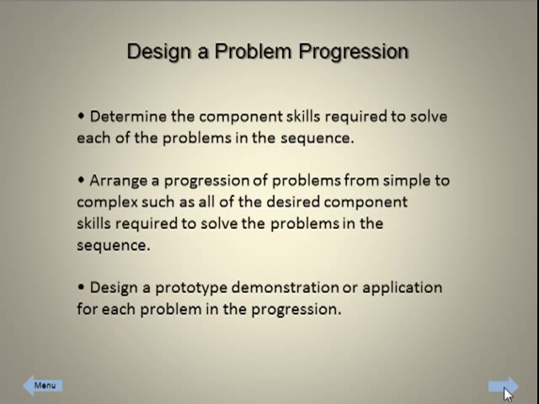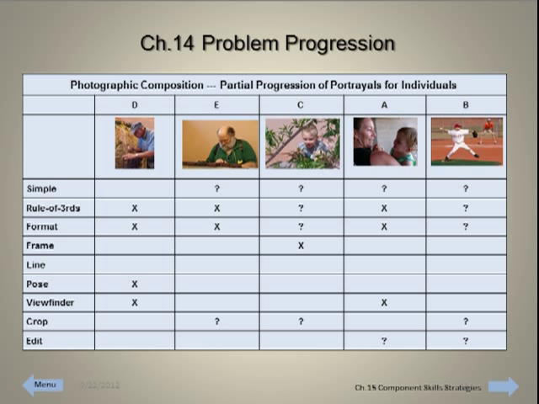The first step in designing a problem progression was to collect a whole series of photographs. I actually did that, only a few of which are shown here. Then I took this series of photographs and I looked at them and said, what are the component skills that I wanted to teach?